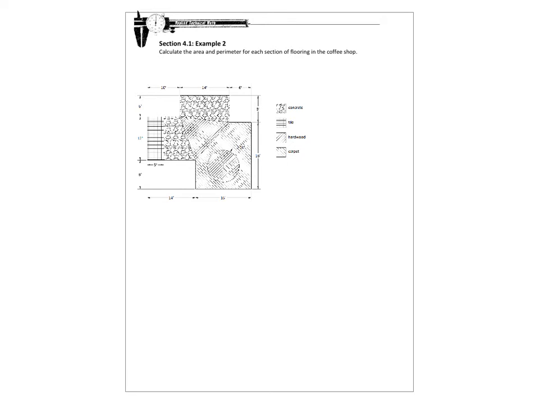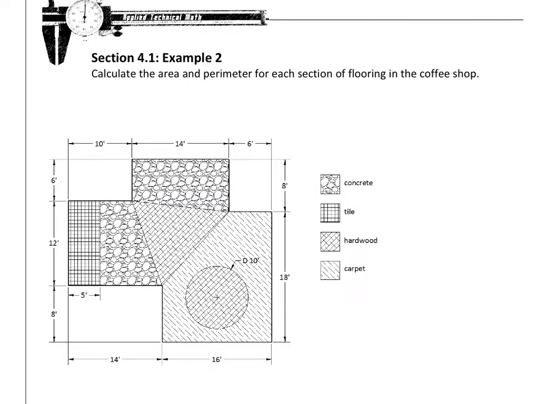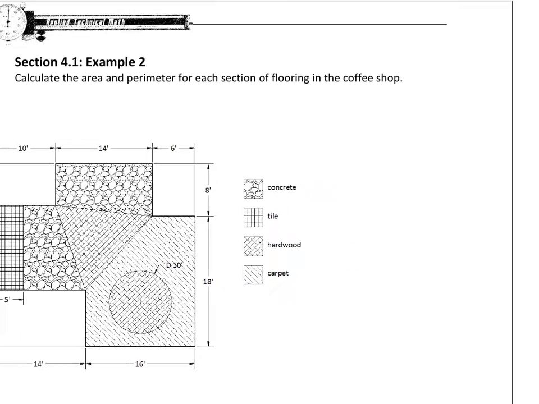All right, let's look at some area of a floor plan. Here's a coffee shop. So when you're designing a business, like a coffee shop, you're going to have all different types of flooring. So here we have a coffee shop, and this is a schematic or a blueprint for this coffee shop. Something that an architect or a contractor might draw up.